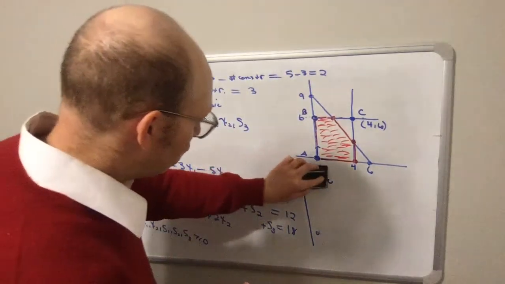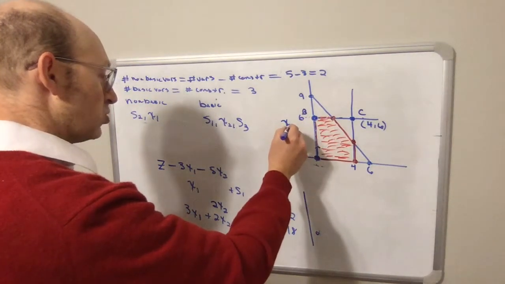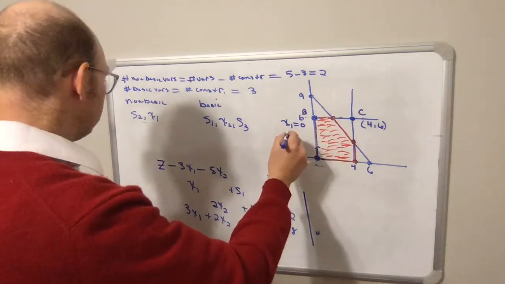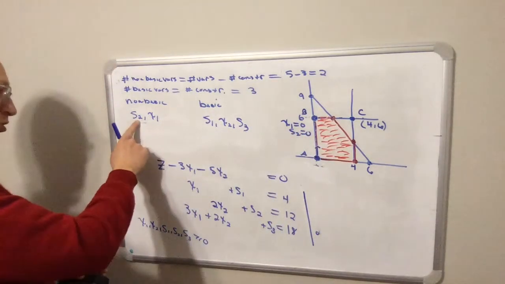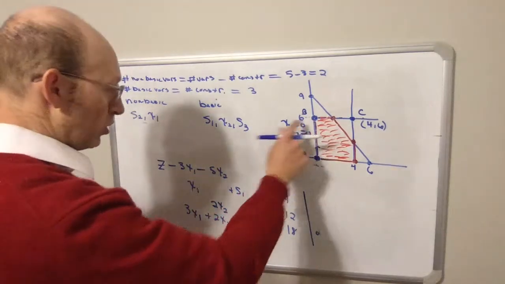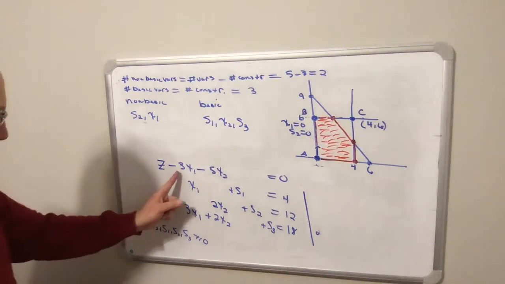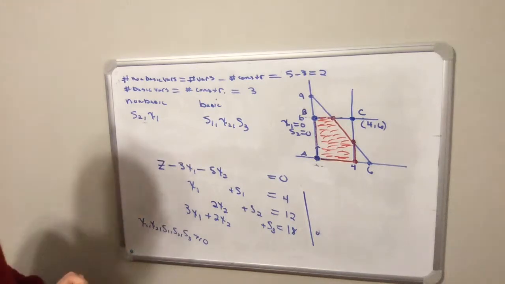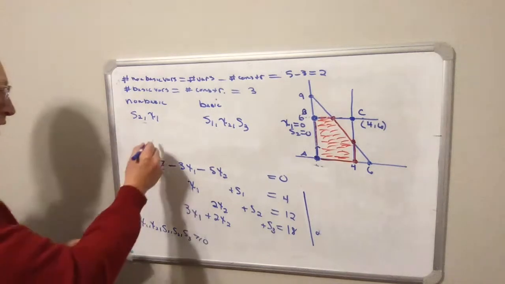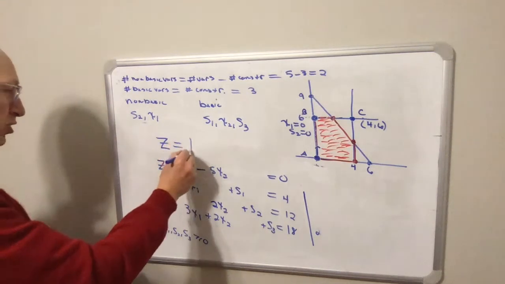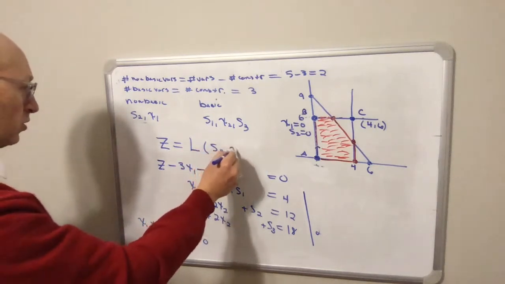So we've now moved to here. So right here, we know that x1 is 0, s2 is 0, right? Those are our non-basic variables. So we're right here. So the key step is to decide where to go next. But in order to decide where to go next, we need to rewrite z as a linear function of the non-basic variables, s2, x1.